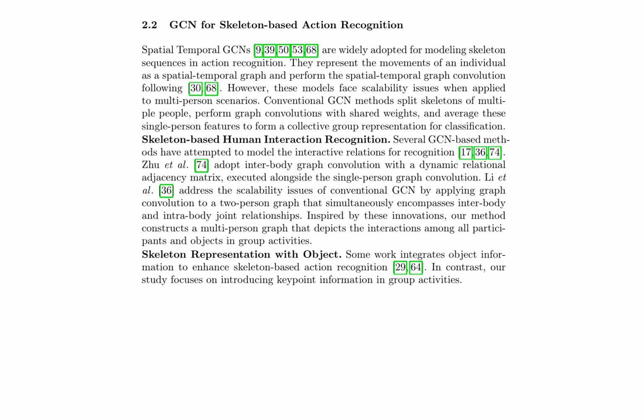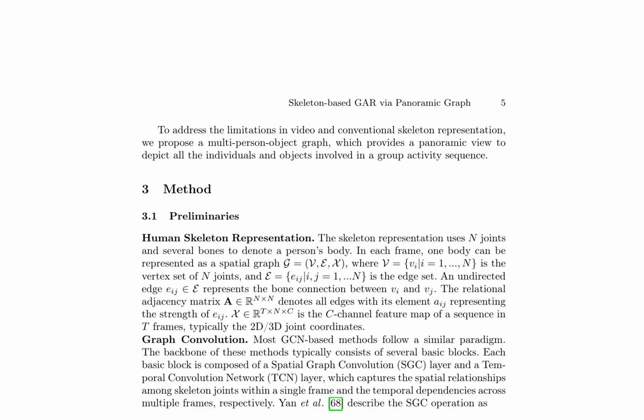This graph focuses on introducing key point information in group activities, enabling the modeling of complex interactions between individuals. By leveraging this approach, GAR systems can better recognize and interpret group activities, despite variations in background and computational constraints. The authors introduce a multi-person object graph, referred to as a panoramic graph, to address the limitations of traditional video and skeleton representations in group activity sequence analysis. This graph provides a comprehensive view of all individuals and objects involved in the scene.